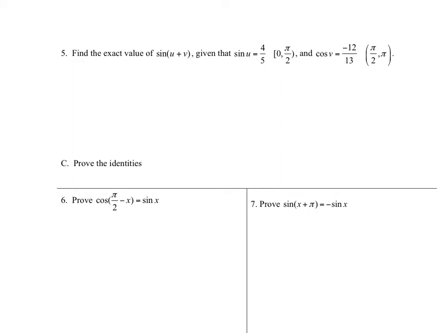All right, it says find the exact value of the sine of u plus v given that the sine of u is 4/5 and the cosine of v is negative 12/13. And this right here, this pi over 2 to pi, that tells you what quadrant you're in. So where are you if you're from pi over 2 to pi? You're in quadrant 2. Very good.